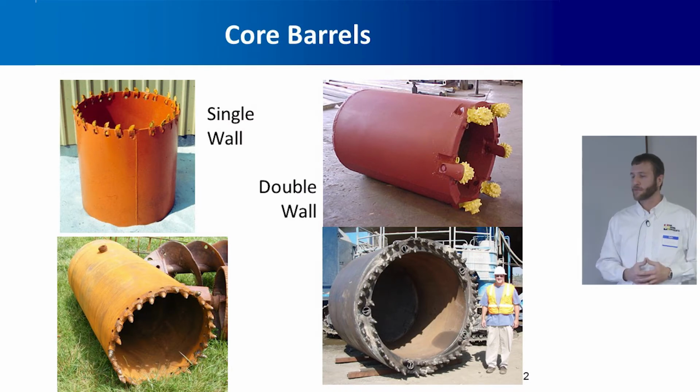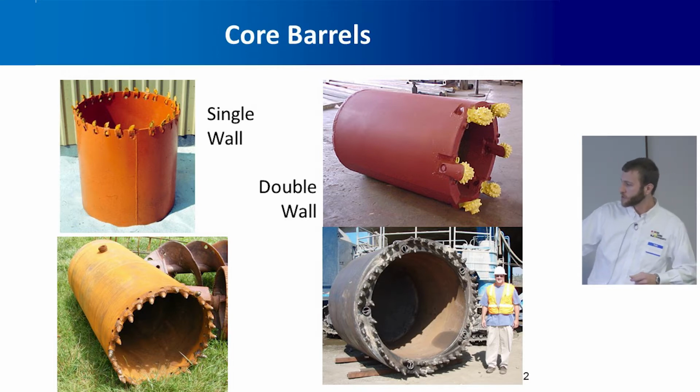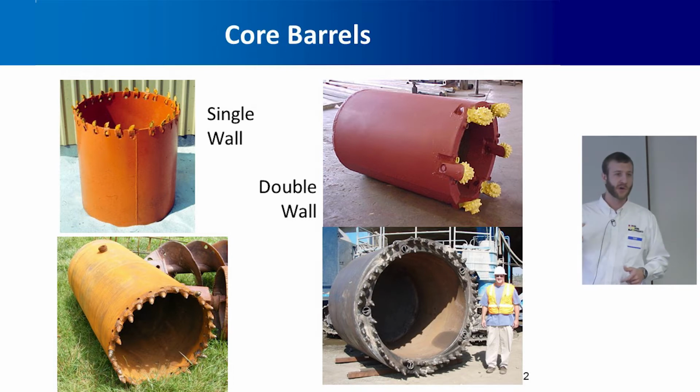Core barrels are basically for cookie cutting through rock. They can be single wall or double wall. They can have a variety of different kinds of teeth or cutting wheels on them. The double wall core barrels generally have pipes going between the walls where you can flush drilling fluid through, so it's cleaning the cutting surface, which makes the cutting more efficient.